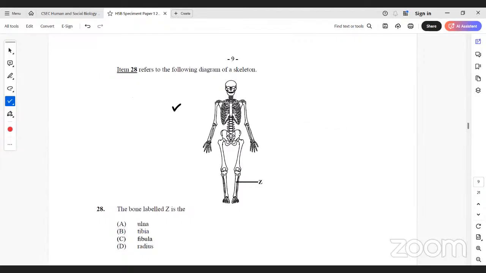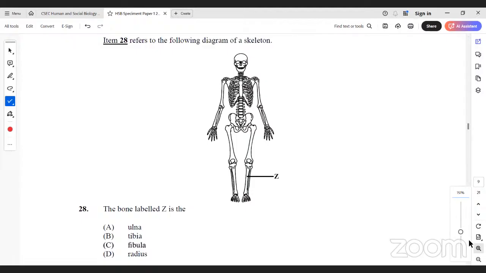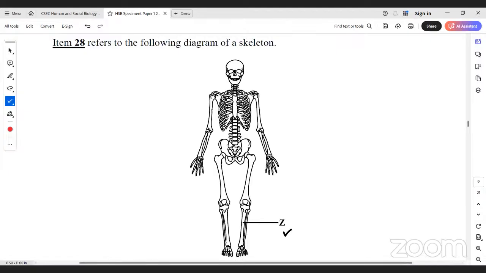Item 28 refers to the diagram of the skeleton and the bone label Z. Take your time and make sure you see clearly which bone they are pointing at. Let's make it slightly bigger so we could all see. So they are pointing to the thicker bone, which is the inner bone.